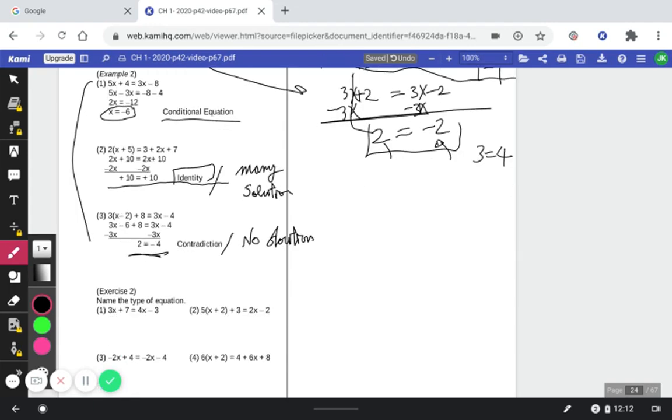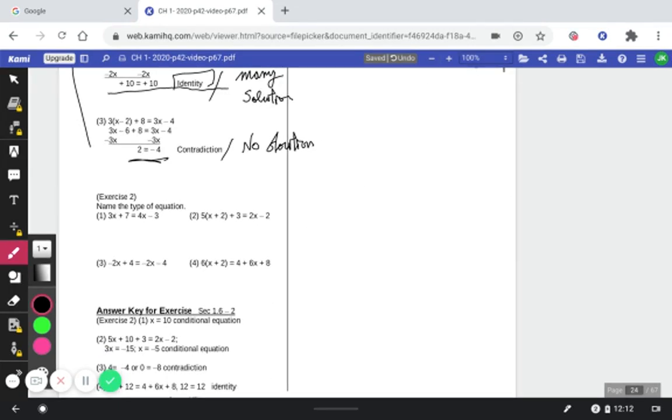Now try the next exercise, number 2. Pause the video, do this problem, and see if it belongs to a conditional equation, identity equation, or contradiction equation. That is, one solution, many solutions, or no solution. Please pause the video, do the problem, and check your answer with the answer key at the bottom of this section. Thank you.